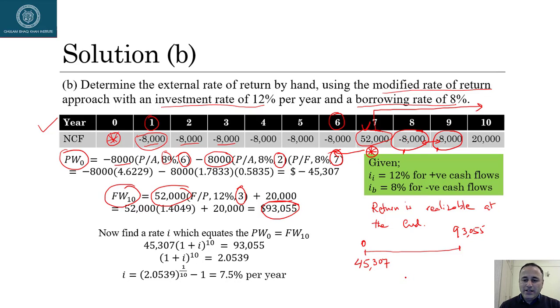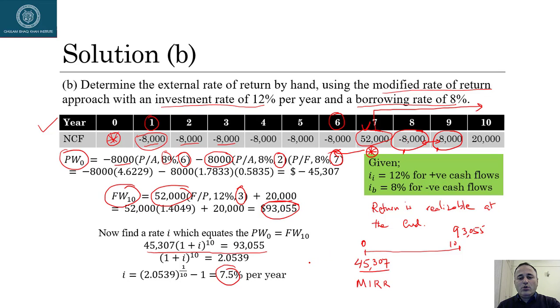93,055. So my task is to calculate what we call MIRR, which is the modified internal rate of return, at which the $45,037, if I compounded for 10 years, okay, the value would be 93,055. So I use this simple equation, okay, to convert present into future, okay, and if I solve this equation for i, it's actually 7.5% per year.